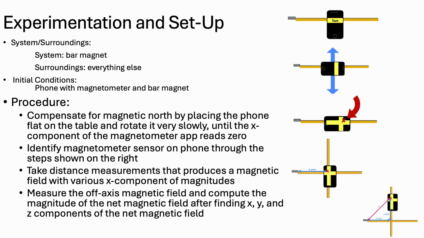So the experimentation, we have the system and surroundings. For the system, we have a bar magnet, and the surroundings is everything else. So first we need to calibrate the magnetometer app. Then we need to identify the magnetometer sensor on the phone through the steps shown on the right. Take distance measurements that produce a magnetic field with various x component magnitudes. Then we want to measure the off-axis magnetic field.